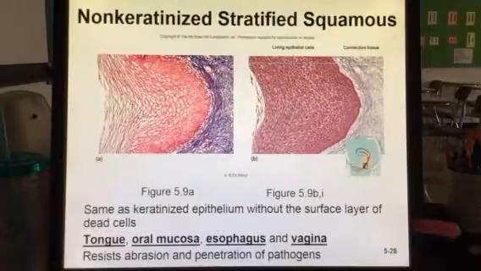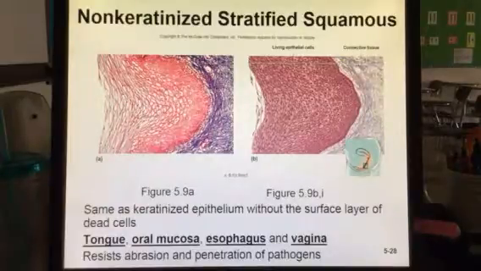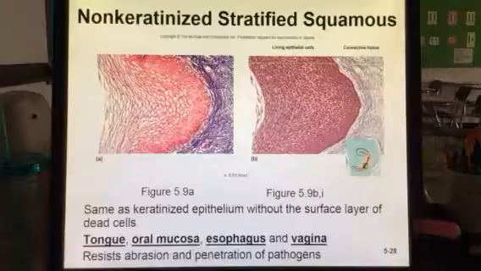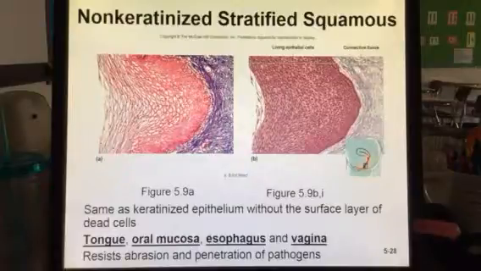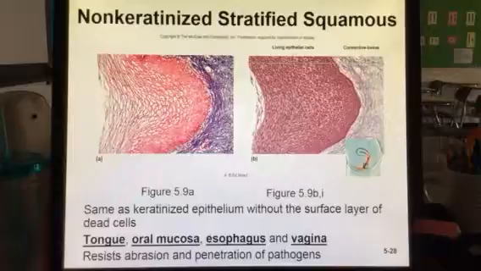So there's non-keratinized, and again, when I look at them, I'm just like, okay, there's lots of layers of flat cells. Great, that's stratified squamous. I would rather you focus on being able to tell if it's stratified squamous based on the cell shape, and not be too worried about keratinized or not keratinized.